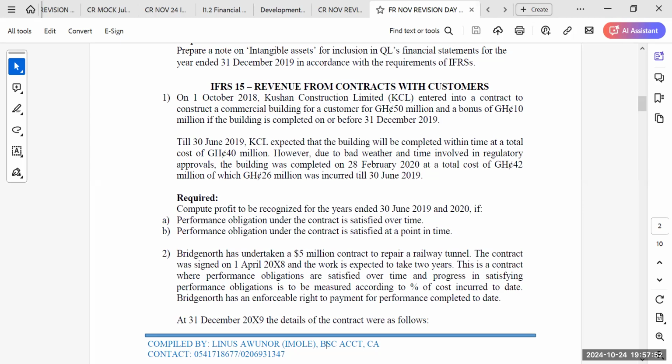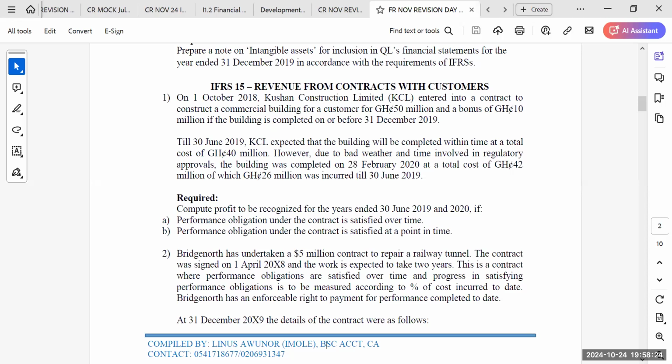The profit is going to be 50 million minus 42 million. And that will give us 8 million. That's all. So if it's a point in time, you only recognize revenue when the customer obtains control over the item. Any amount that the customer pays upfront will be treated as a loan, but we don't have any situation like that here. So in 2019, the goods have not been given to the customer, so there is no way you are going to be recognizing revenue. No revenue in 2019.